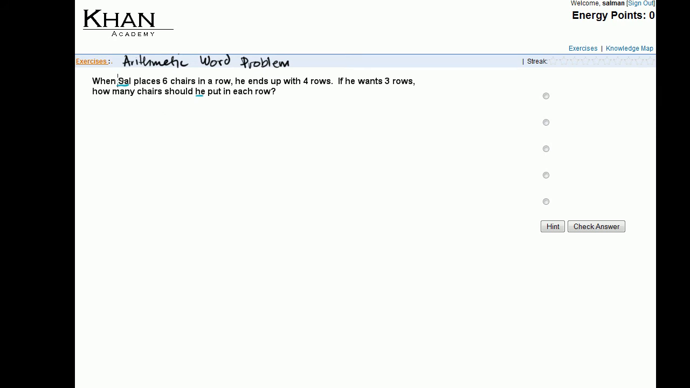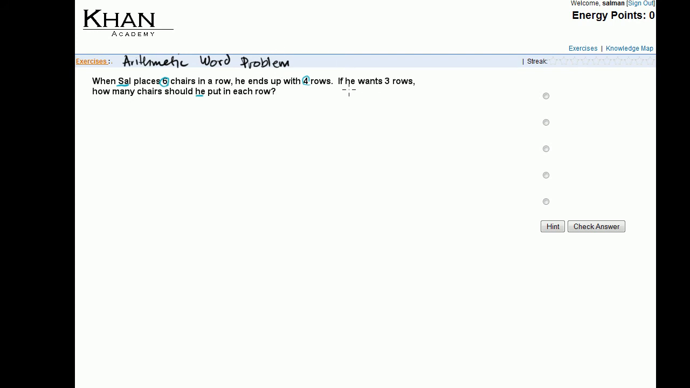You can add more names if you want. But when Sal places 6 chairs in a row, that's going to be a random number, he ends up with 4 rows. So we're going to know ahead of time that we have 24 chairs. These are 2 of the factors. You can start with a 6 and a 4, know that you get to 24.